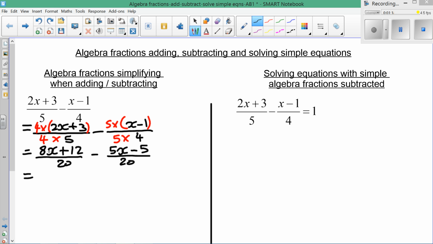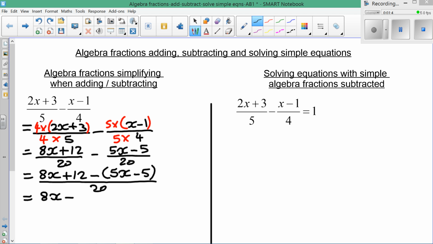Same denominators, I can now subtract the numerators, so 8x plus 12 minus the whole of that numerator, so I put it in brackets, over the common denominator, which is 20, equals, expand that bracket, 8x plus 12, minus 1 times 5x is minus 5x, minus 1 times minus 5 is plus 5, over the common denominator of 20.